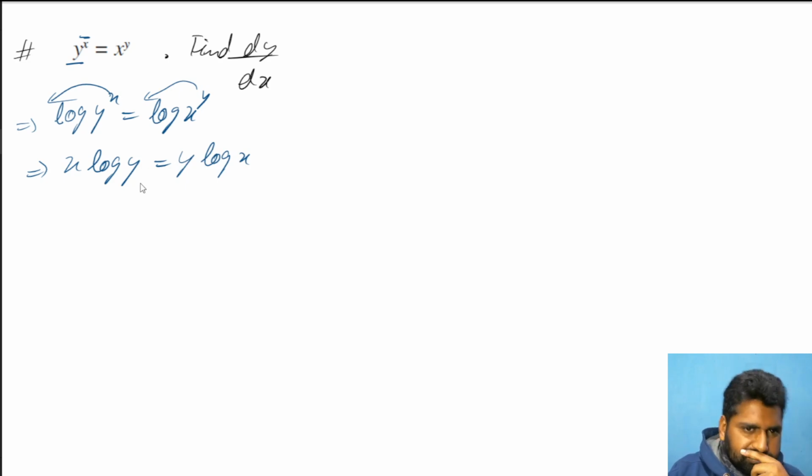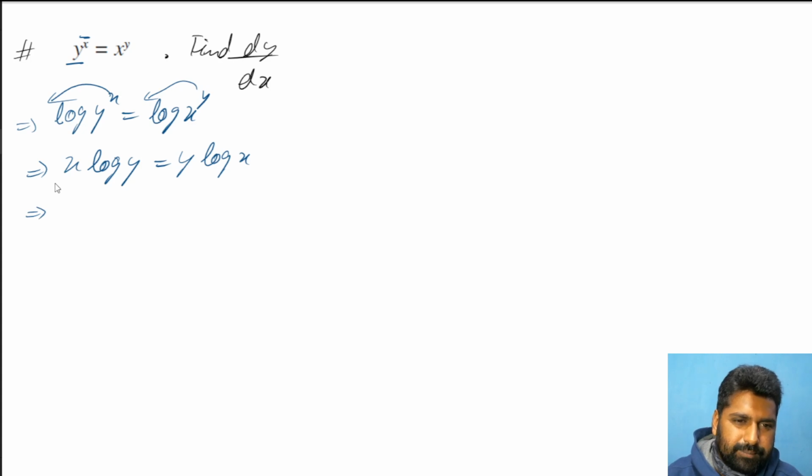Now if you want to do this very quickly, you can get this log terms on the left side and use the direct form that I taught you for implicit, which involves partial derivatives, or let's go with the standard approach, differentiate both sides.